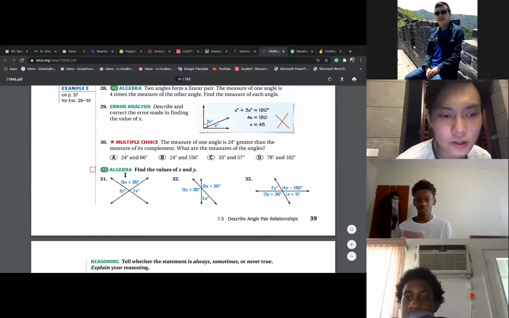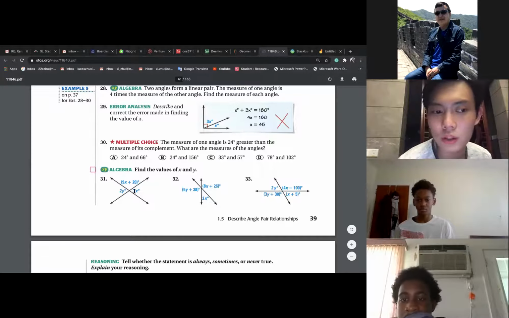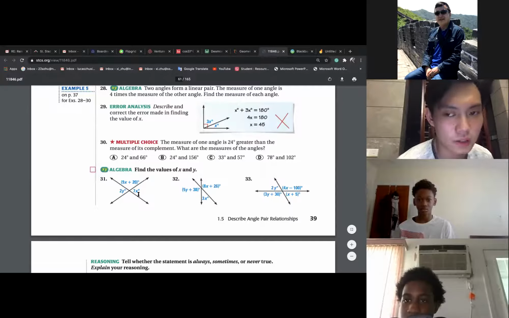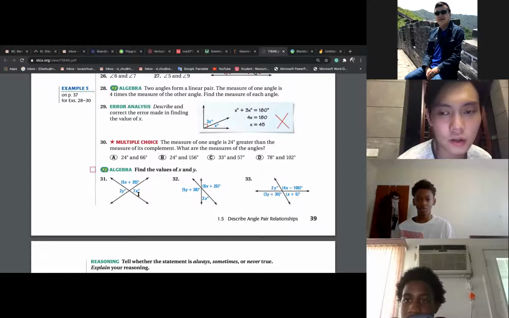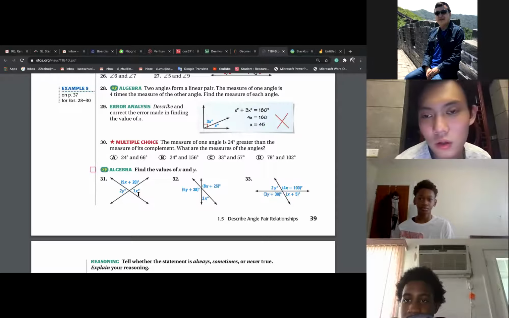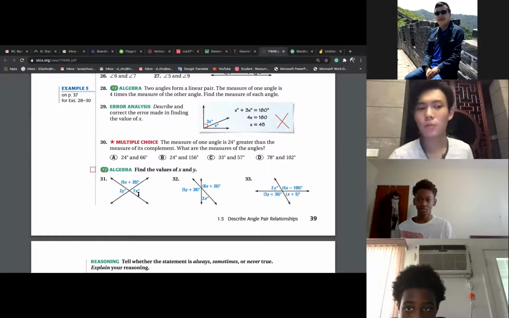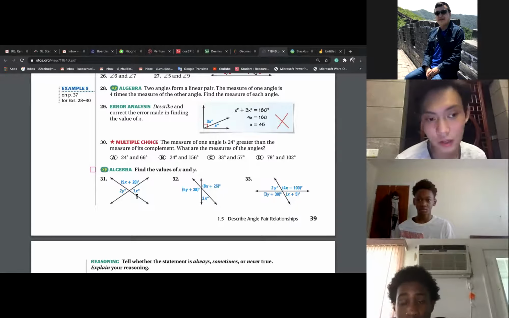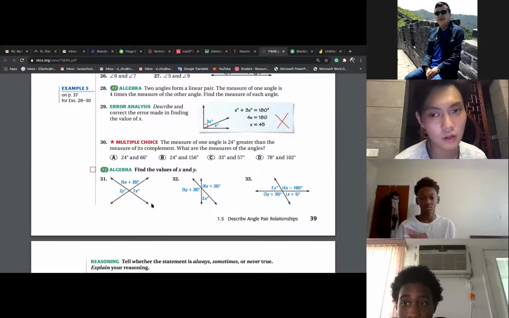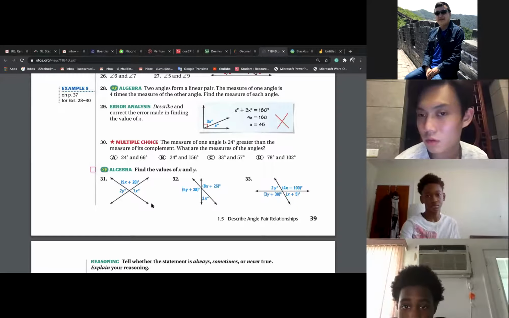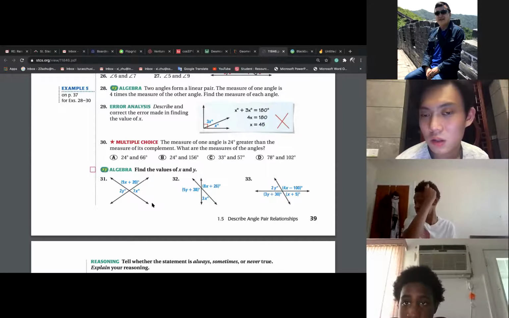What do you know first? Like, what's the relationship between these two, 9x plus 20 and 7x? Is there any connection? Yeah, they're both x. Also remember, are they on the same straight line, right? And what does that mean? 180 degrees on that straight line.